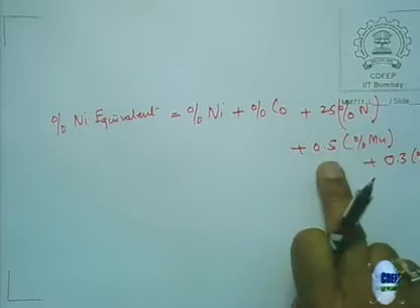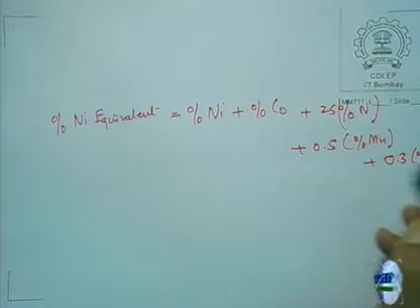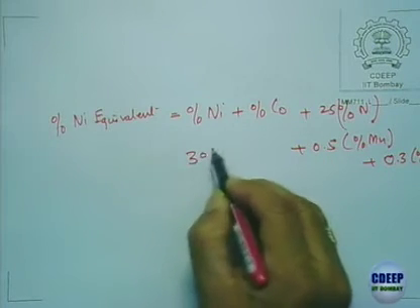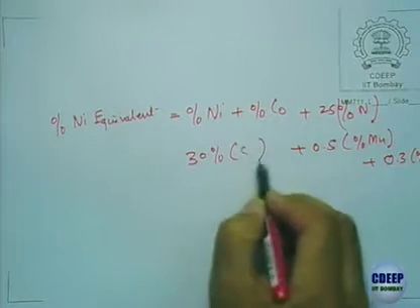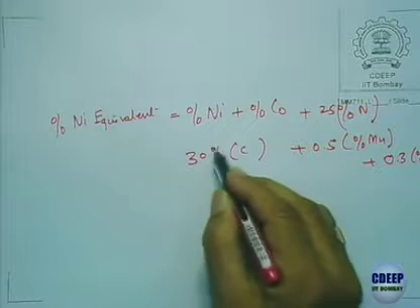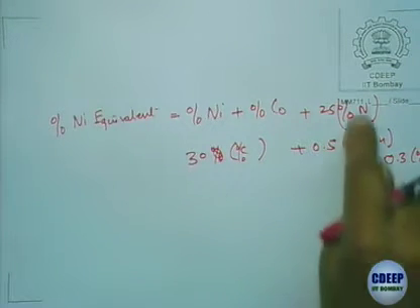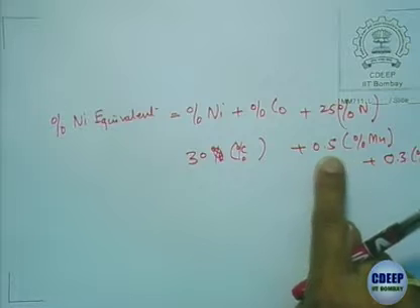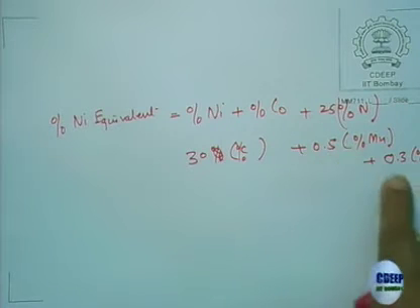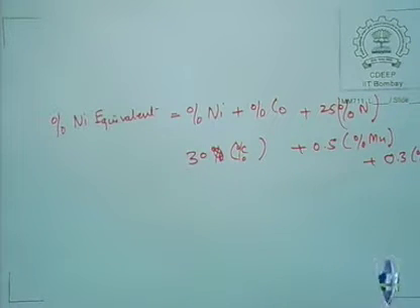Similarly, I forgot to write the important one, 30 into percentage carbon, nitrogen, and then 0.5 into manganese and 0.3 into copper. So these are all the austenitic stabilizing elements.